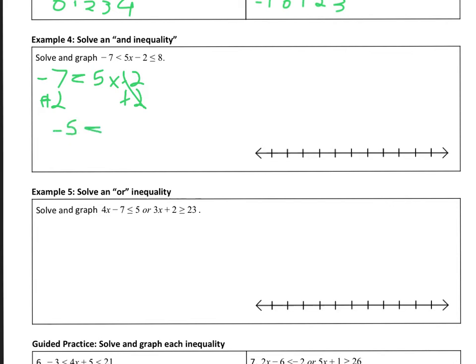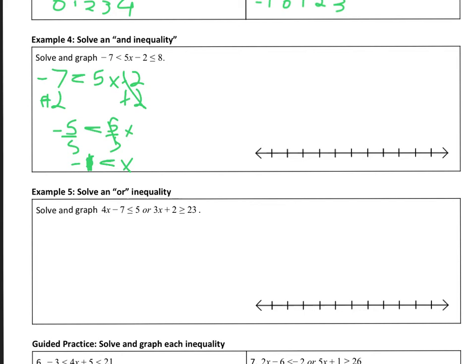-5 is less than 5x. Divide by 5. Now, in this case, I'm dividing both sides by +5. That means that my sign stays the same. All right, that is important. I'm just going to leave that inequality as is right now, and I'll explain that towards the end. So -1 is less than x.